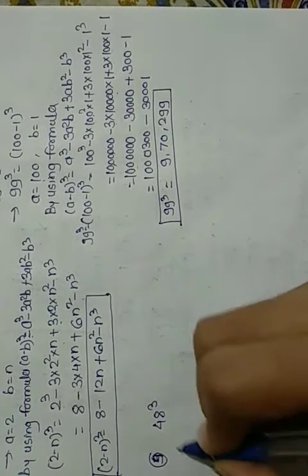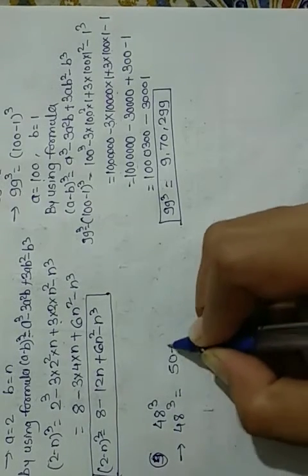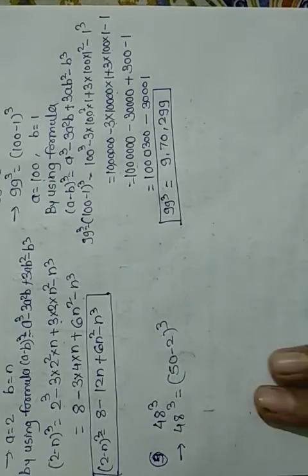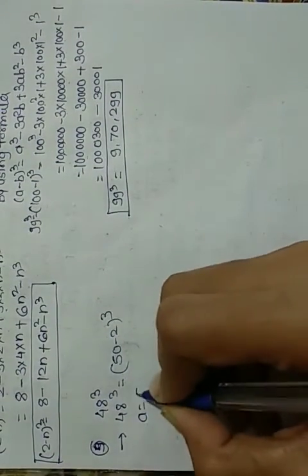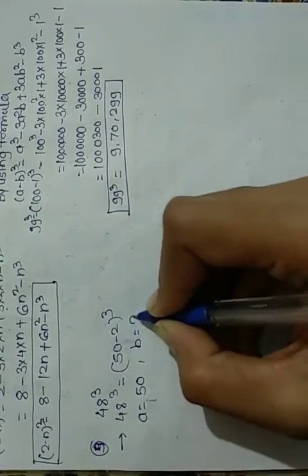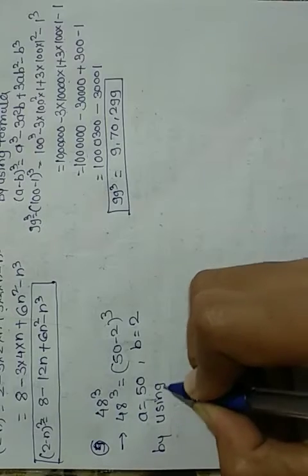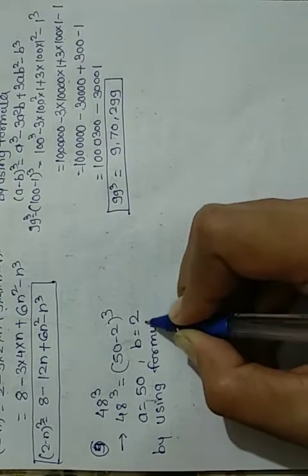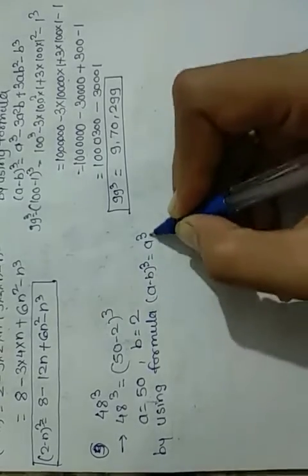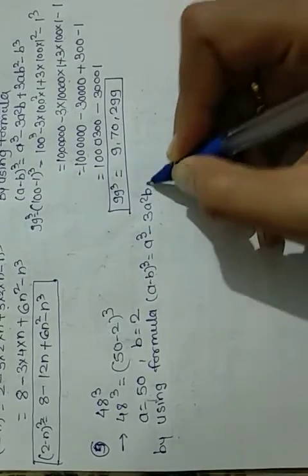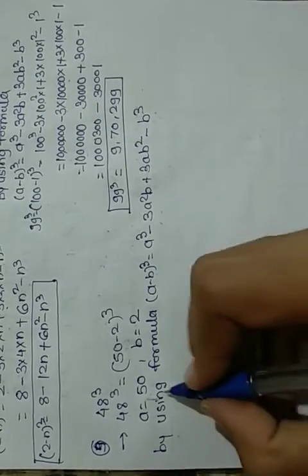48 means first write it in subtraction form. 48 cube means (50 minus 2) bracket cube. Here the value of A is equal to 50 and the value of B is equal to 2. Now by using the formula, (A minus B) bracket cube is equal to A cube minus 3A square B plus 3AB square minus B cube.